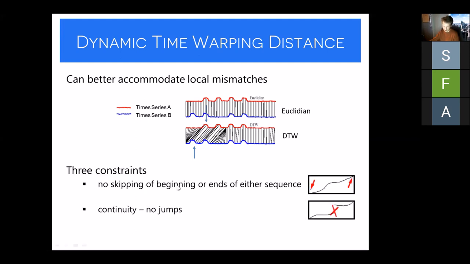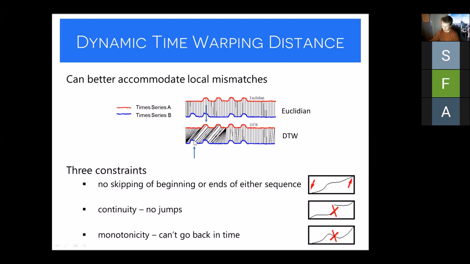So the key here is there's no skipping beginnings or ends. Things have to be continuous. You always have to go from left to right for both series, and you have to keep connecting. You cannot skip or go back. That's not possible. It can't go back in time. Okay, so you really have to go here.